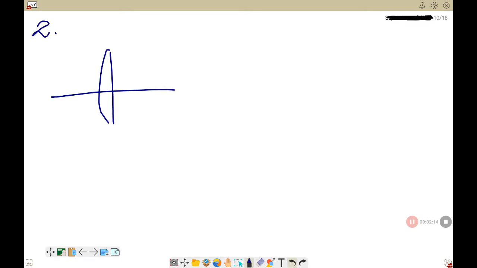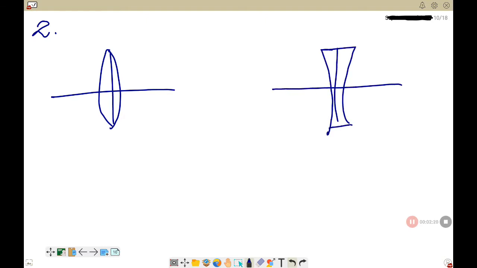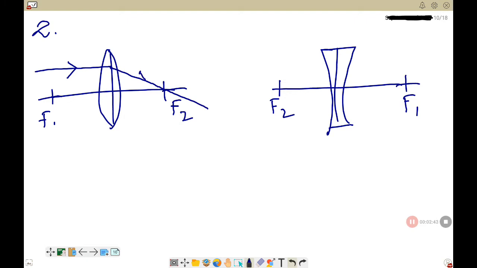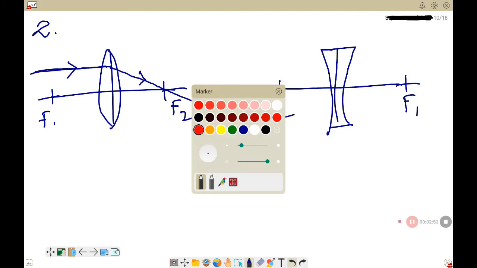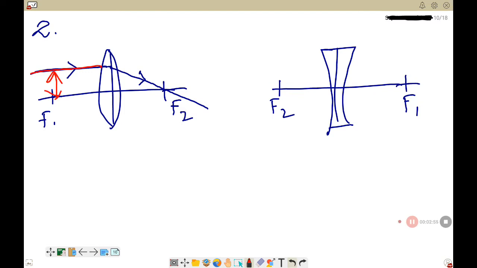Now let's go to the second ray. Let me draw the lens. Convex lens and here I have my concave lens. Now, this is my f1 for concave and this is my f2, that is the second focus for concave, and here I have my convex. Now a ray which is parallel to the principal axis for the convex lens, after refraction it will always pass through the second focus. So remember that when the ray is parallel to the principal axis.